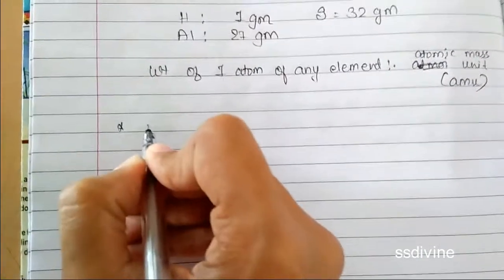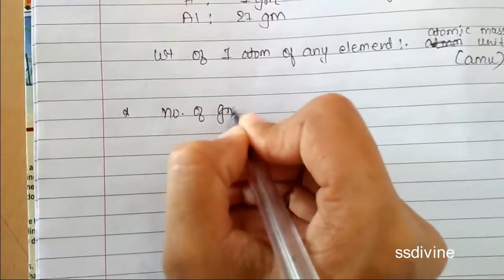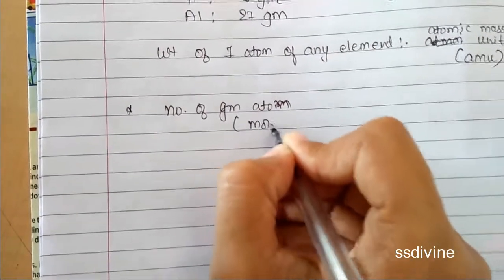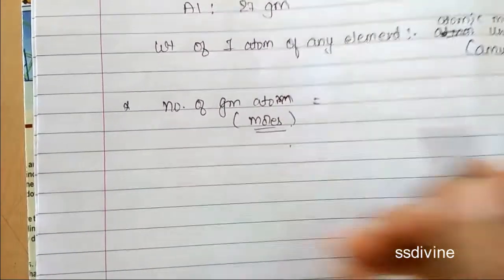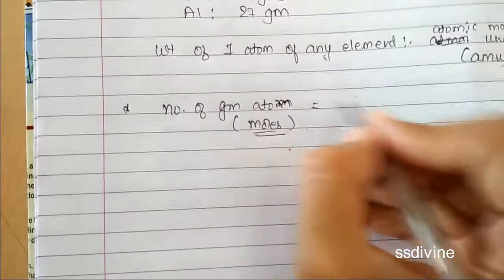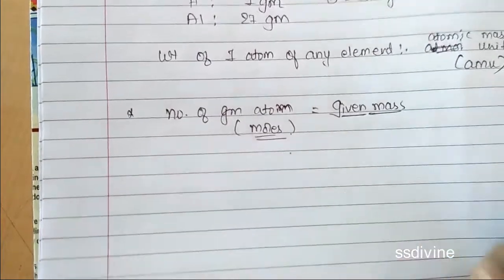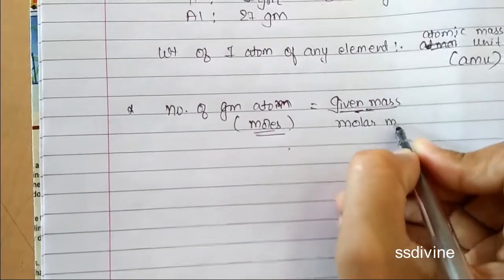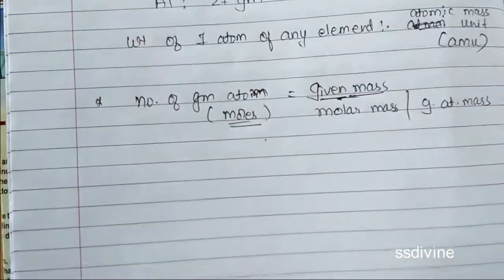Now number of gram atom, or you can say moles, number of moles, or moles of atom. If you want to find the mole of any of the compound, the formula is given mass, whatever the mass is given for that particular compound or element, upon its molar mass, or you can say gram atomic mass. Clear?